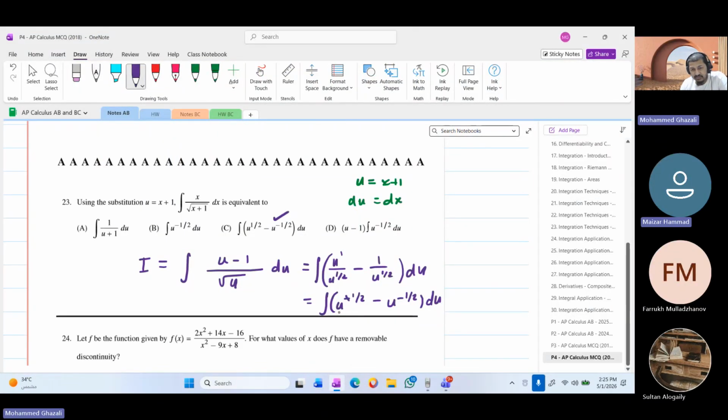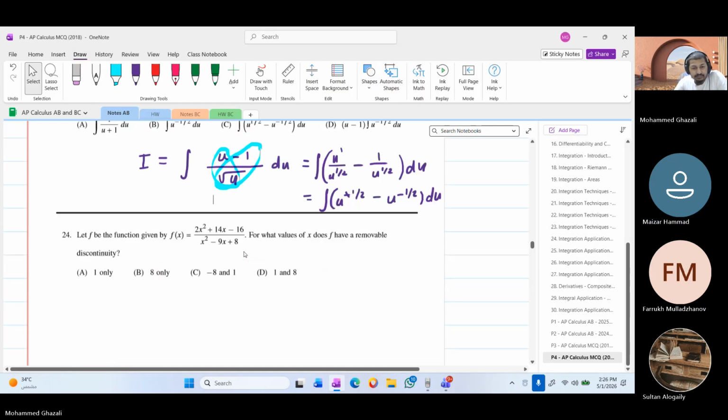When you differentiate, you split the function, making u over root u minus 1 over root u, right? Because what is x? We substituted u equals x plus 1, so that means x is equal to u minus 1. Yes, correct. And x plus 1 is u. So you just split like this and solve. When you have many terms over a single term, you just split the integral and solve it.